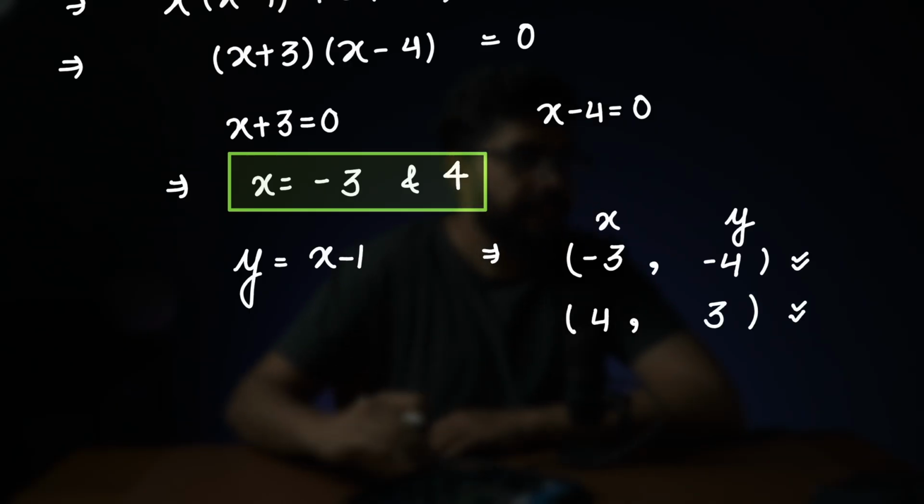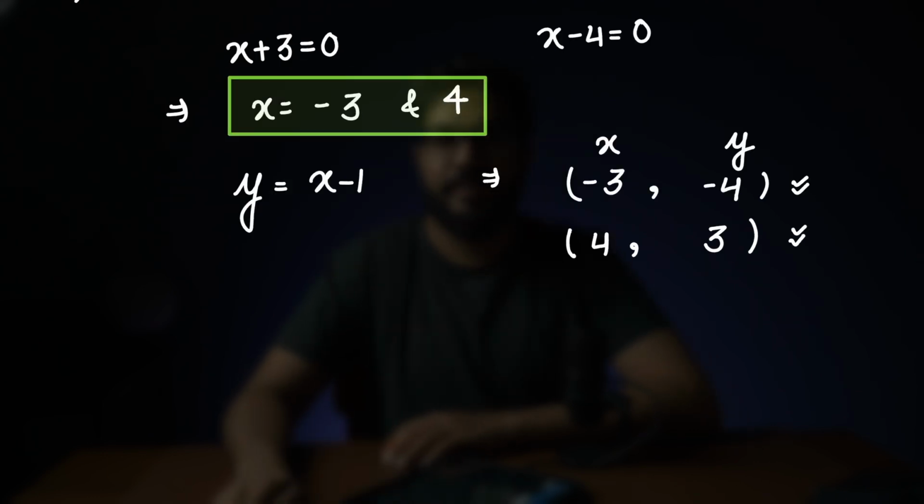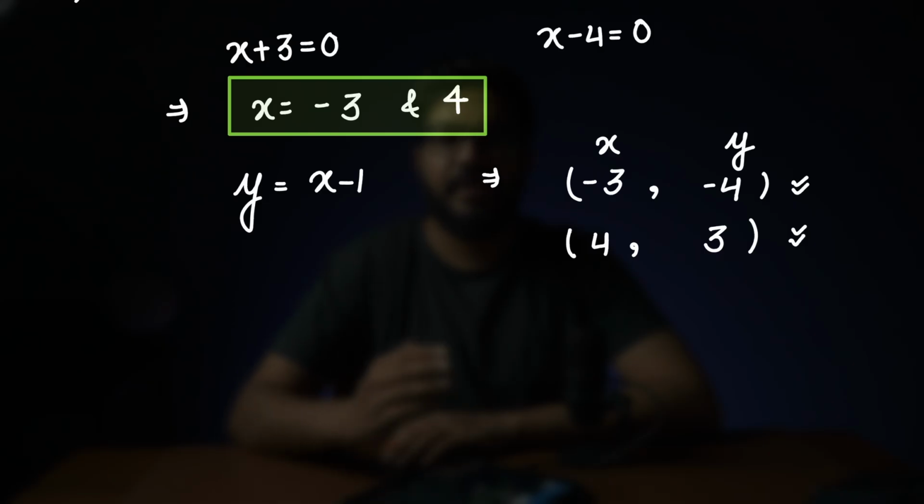The rule is always this: you substitute the simple equation into the complex one. So always substitute a linear equation into a quadratic one. Don't do it the other way around, otherwise it's going to be very messy and it would be very difficult to untangle. Now let's discuss one more example.